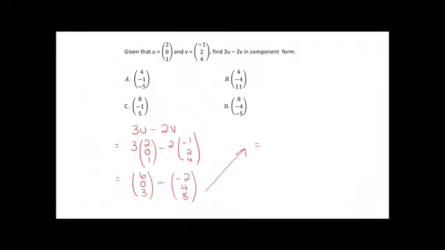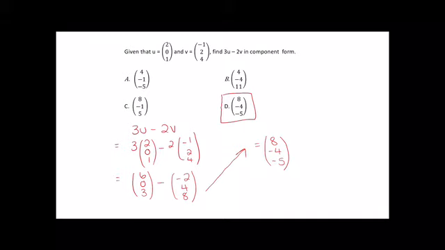I'm running out of space, so I'm going to move my answer over to here. Work your way down, your lines start at x's, then y's, then z. 6 take away negative 2 gives us 8. 0 take away 4 gives us negative 4. 3 take away 8 gives us negative 5. So in component form, 8, negative 4, negative 5. Our answer for question 6 is D.